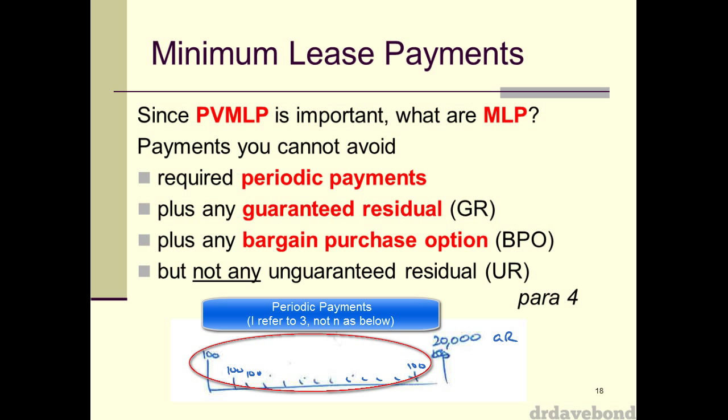The alternate is I turn around and buy the car and just say, look, for $20,000, instead of giving the car back, I am just going to basically buy it. Here's $20,000. We walk away. He's still got $20,000 there. So that $20,000 guaranteed residual is a minimum lease payment because of that.